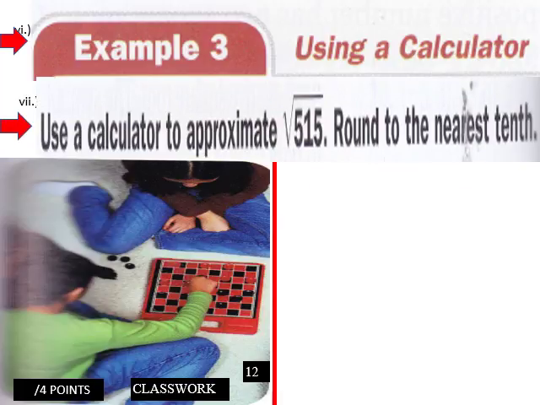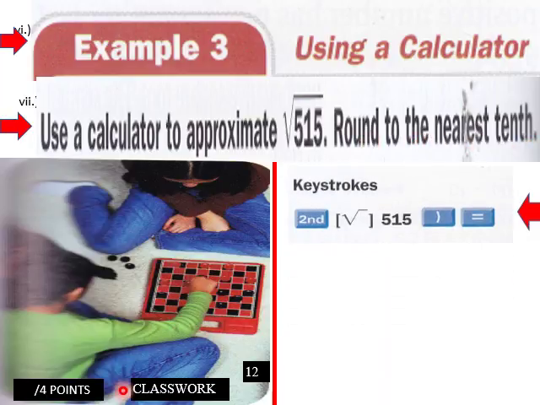Example 3, using a calculator. Use a calculator to approximate the square root of 515. Round to the nearest tenth. So we enter that in. Second radical, 515, in parentheses here, equals what?